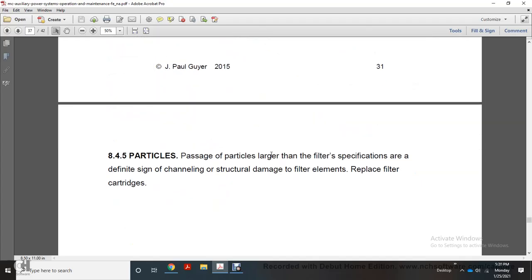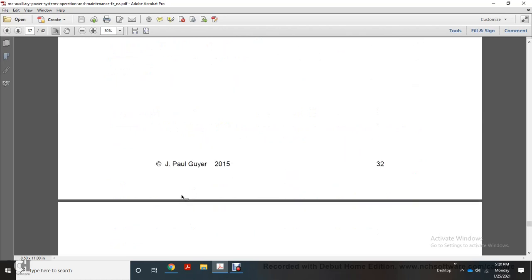845, particle passage. The passage of particles larger than the filter specifications is a detailed sign of channeling or structural damage in the filter element. Replace the filter cartridges.